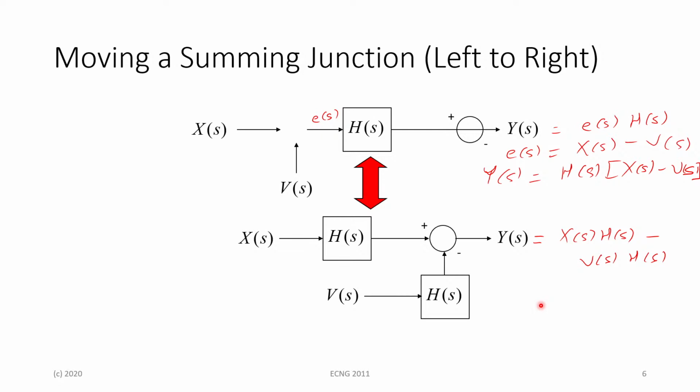So those four techniques that you saw here are for moving the takeoff points left to right and right to left, and moving summation junctions left to right and right to left. Those four techniques are going to be the basis for what you use when you're reducing complex block diagrams into a simple block diagram. So it's important to remember these four techniques for the reduction of block diagrams.